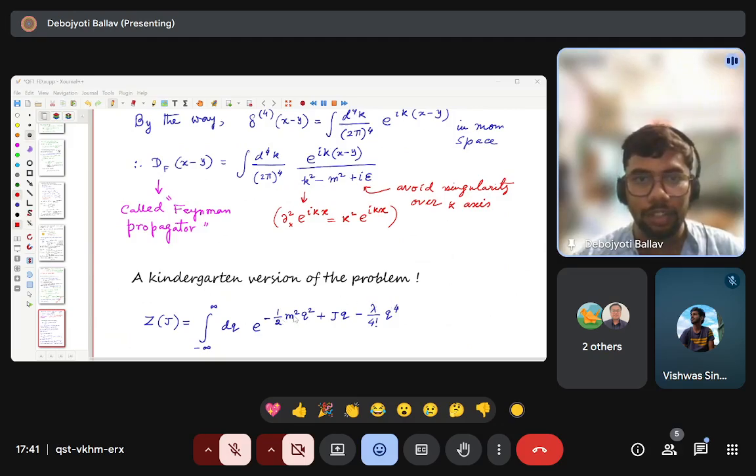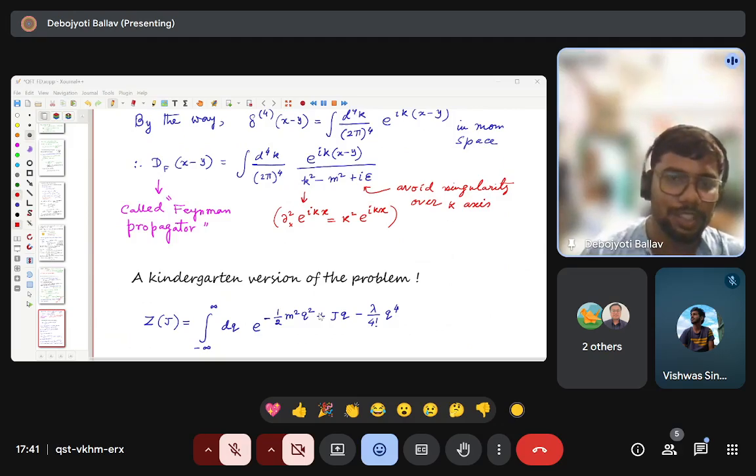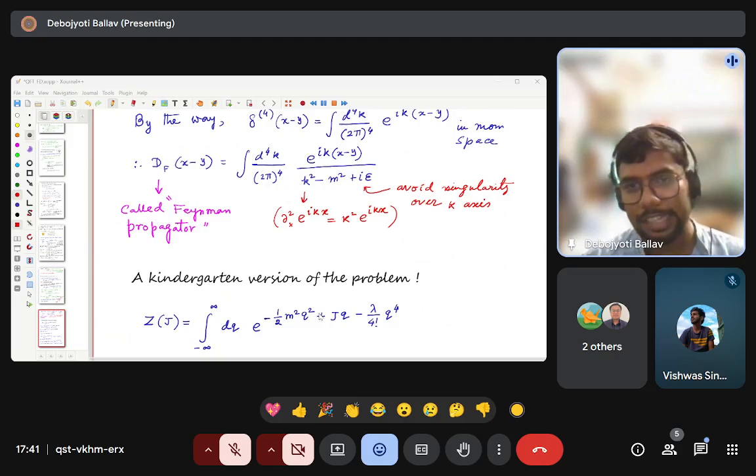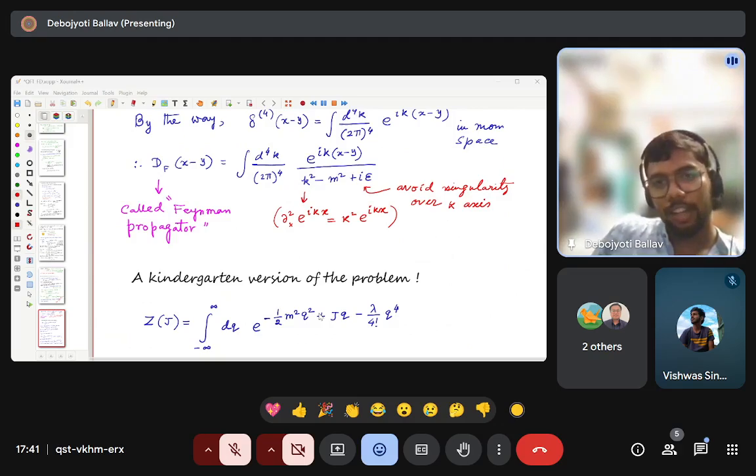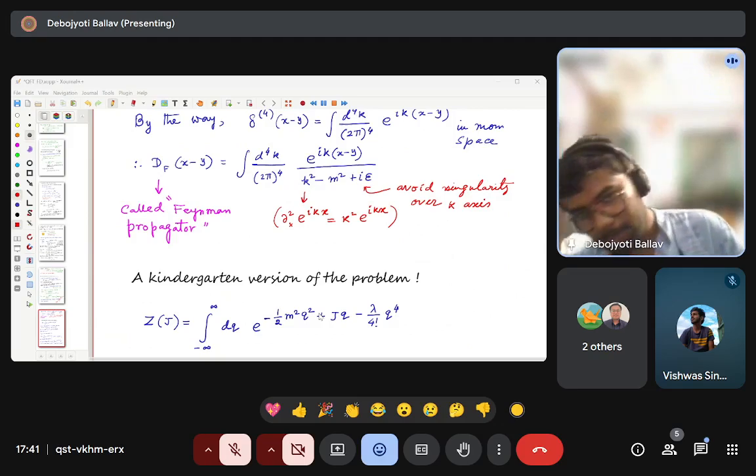Second order you can solve because you can do a Gaussian integral. Gaussian integral we know how to solve, so we can solve q square. But now I have added a q to the 4th term. So this is like an interaction term in the action. The quantum field theoretic analog is exactly this, but this will be phi to the 4, which is called phi 4 interaction. But let's do a baby version of that problem.